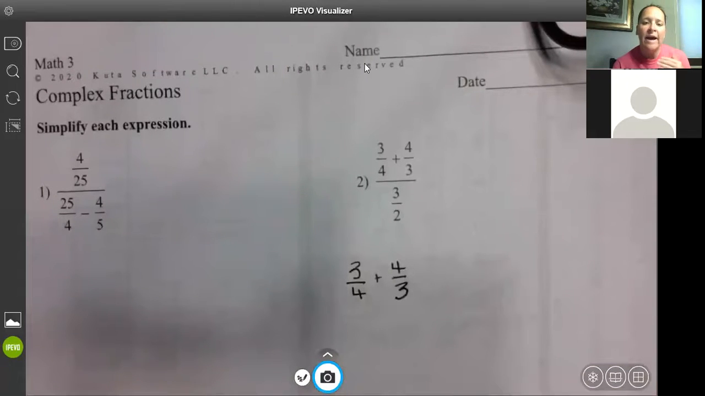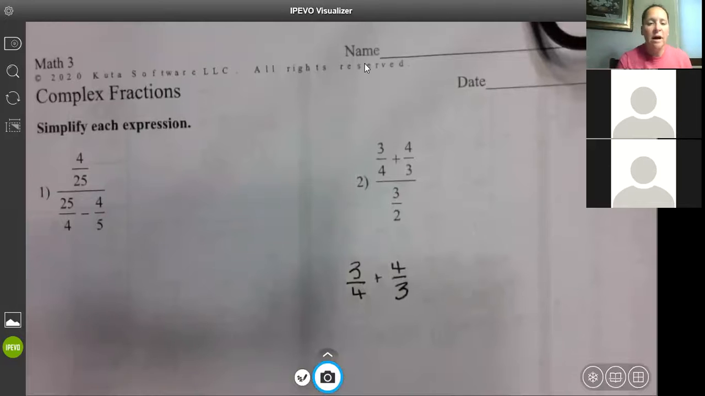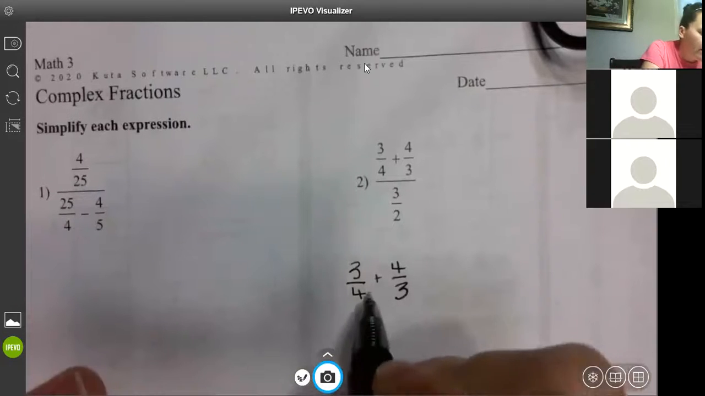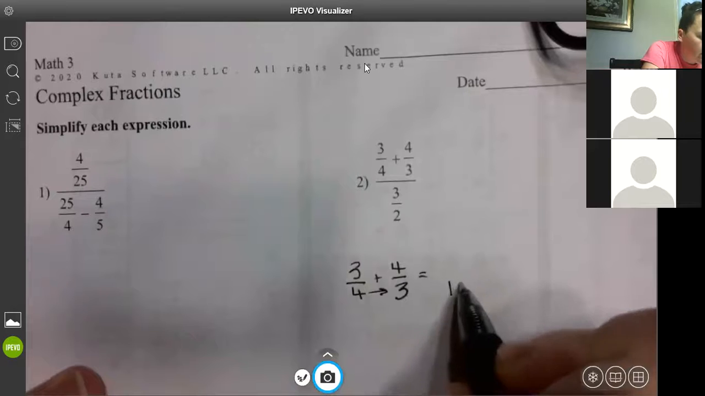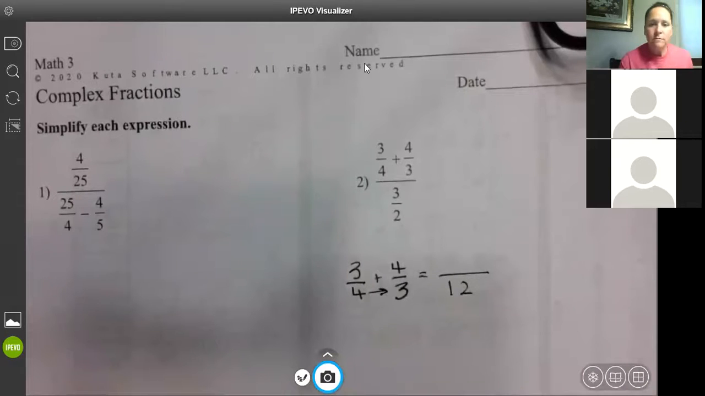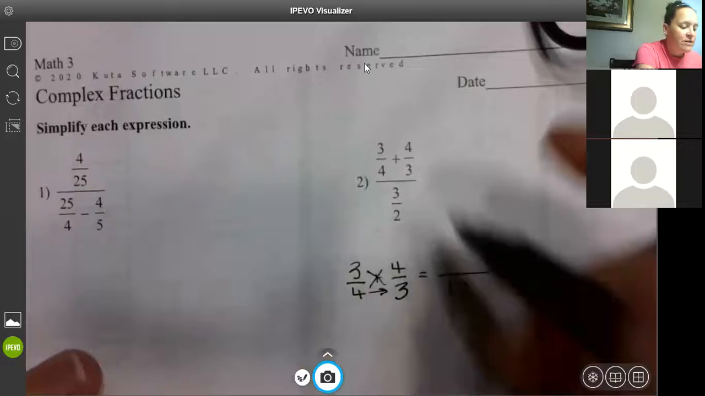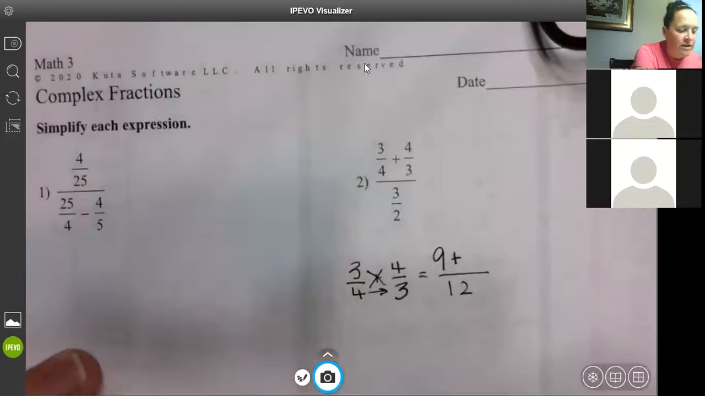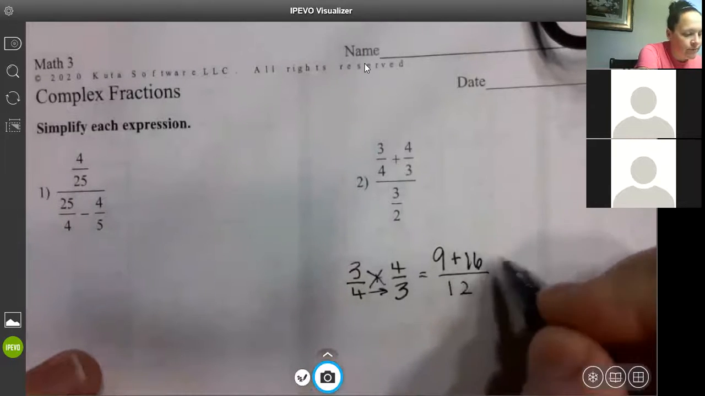So how do we add unlike fractions? Please answer, make it go quick so we can get done. How do we add unlike fractions? What do we need first? Same denominator. Yeah, so what would my common denominator be on this? Remember, all we do is push it together. So we're going to multiply these together, and we're going to have 12. Then we're going to cross multiply. 3 times 3 is 9. We have a plus between. 4 times 4 is 16.